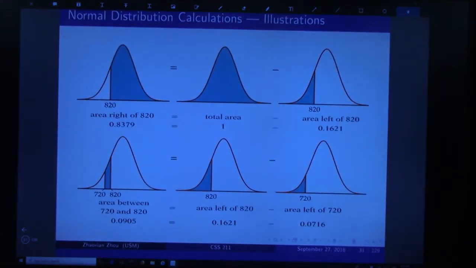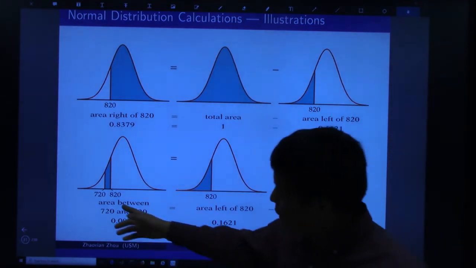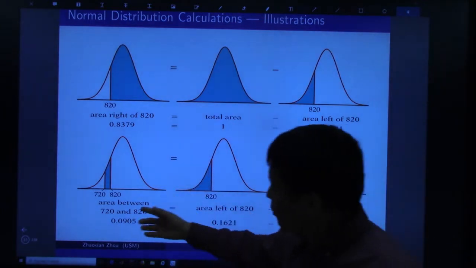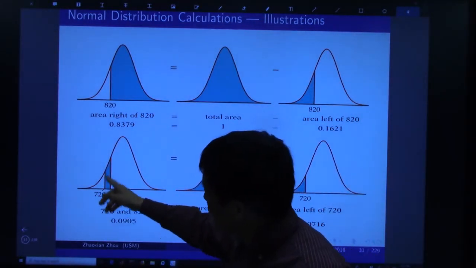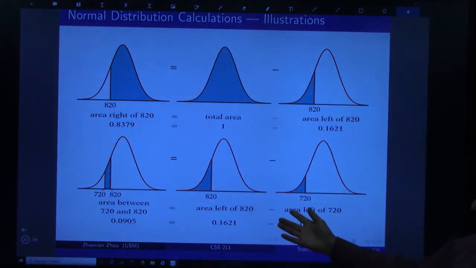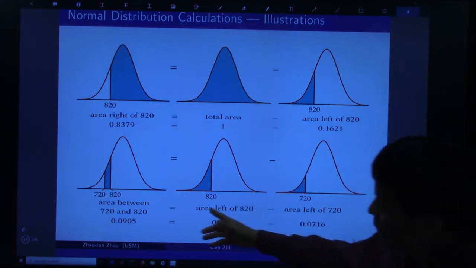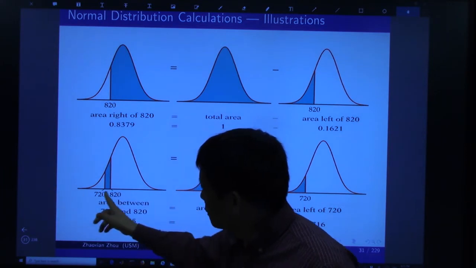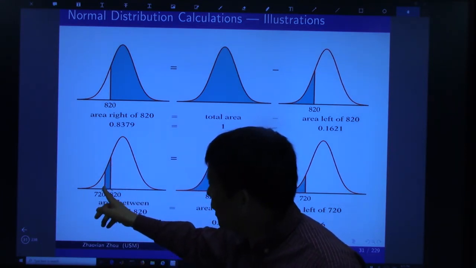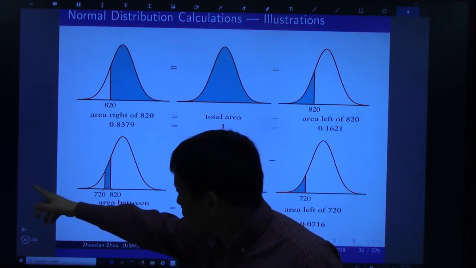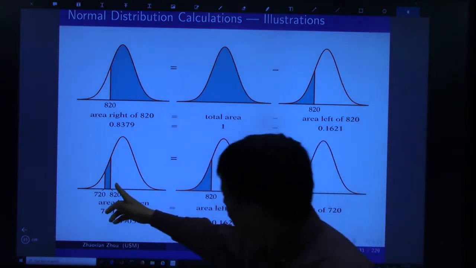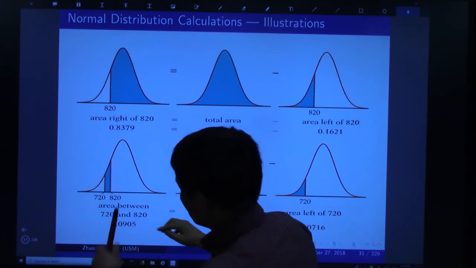Another example: I want to know the proportion of data that is between 720 and 820. That means I want to know the area between 720 and here. How do we do this? This area equals the area all the way from the left to 820, minus the area all the way from the left to 720. So this one is this big area from here to the left.